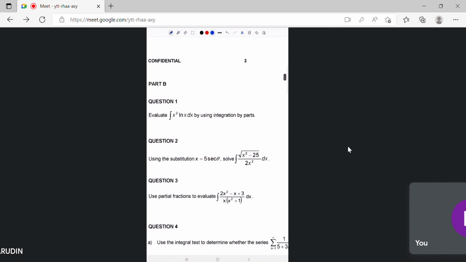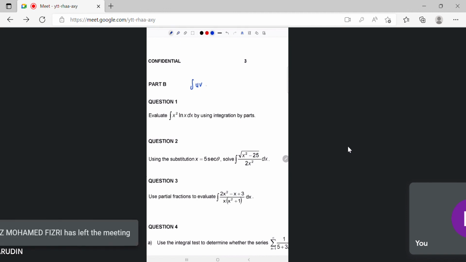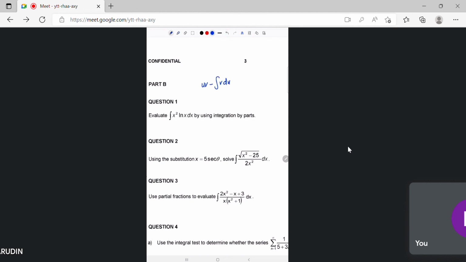Integration by parts. IBP. UV, sekejap, tiba-tiba blank. Okay. UV minus V du. This is the formula.